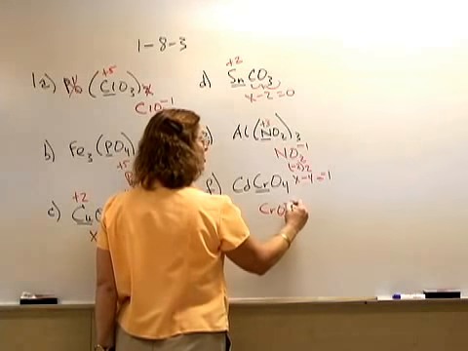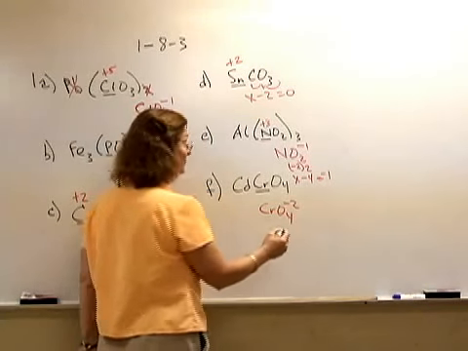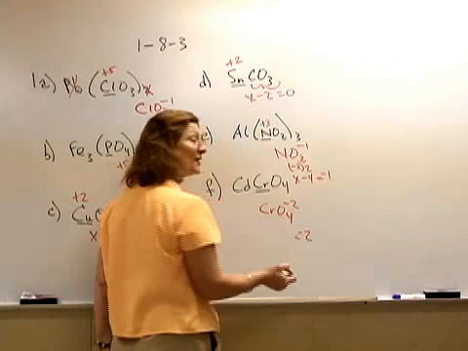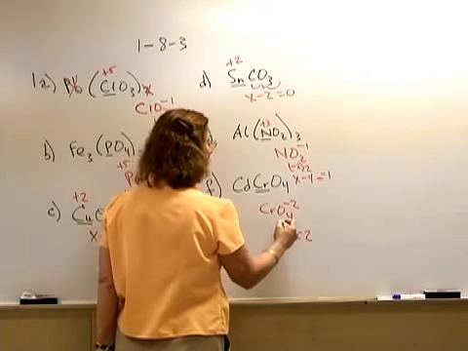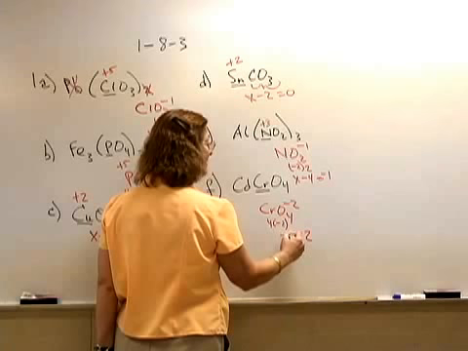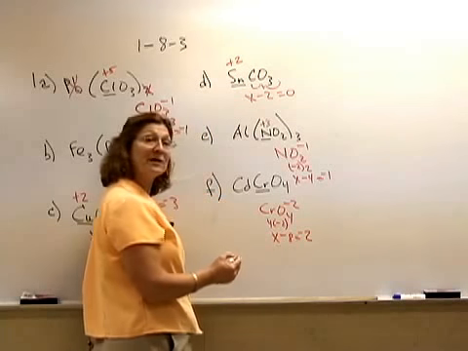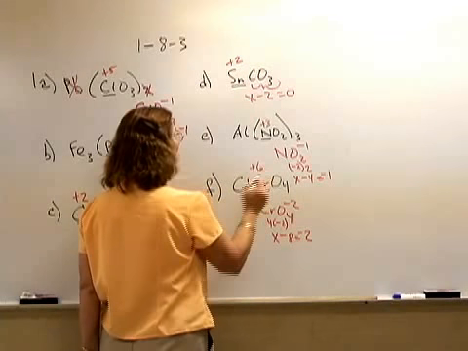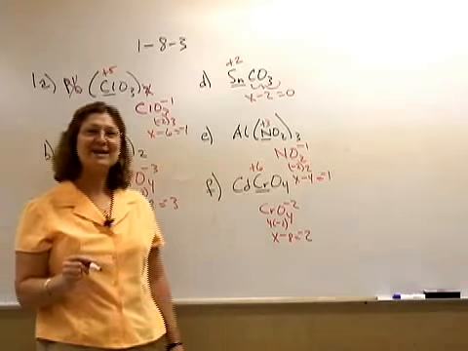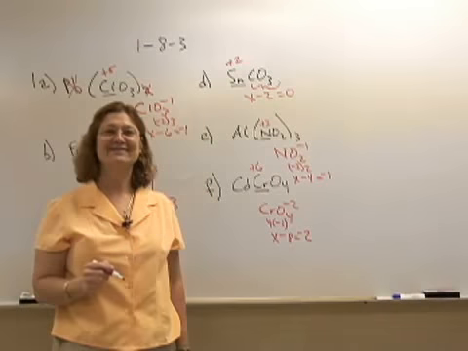Chromate has an overall charge of -2, so I set my equation equal to -2. Oxygen is -2. There are 4 of them. That gives me a -8. Therefore, chromium is +6. And that's how we practice oxidation numbers.